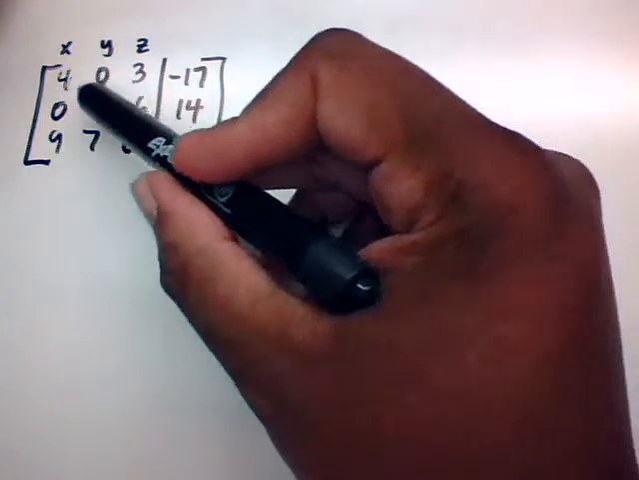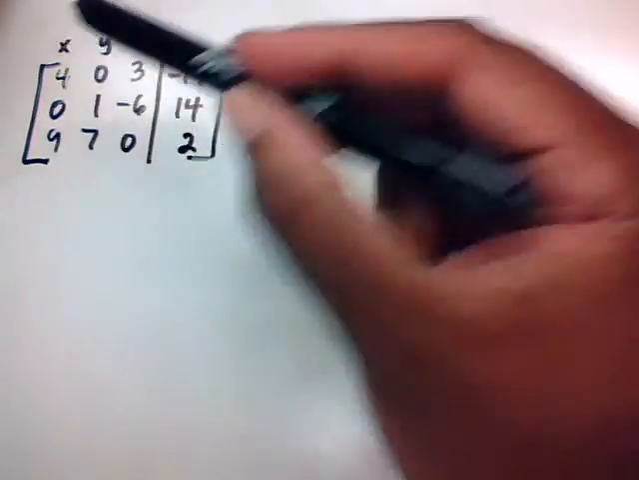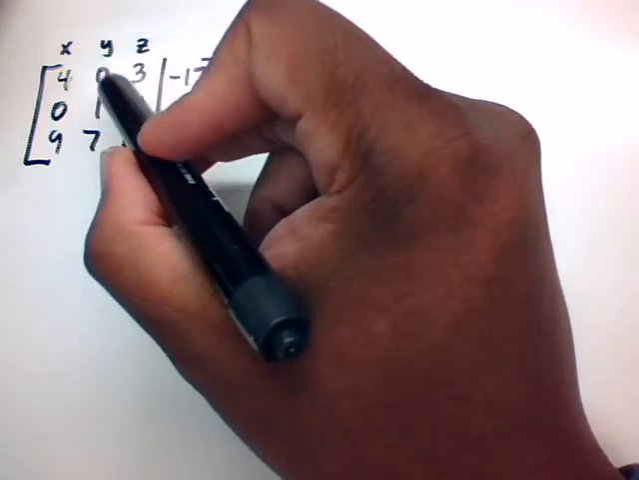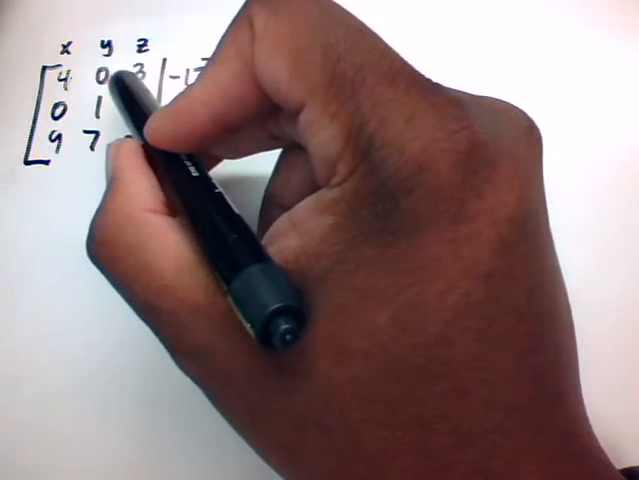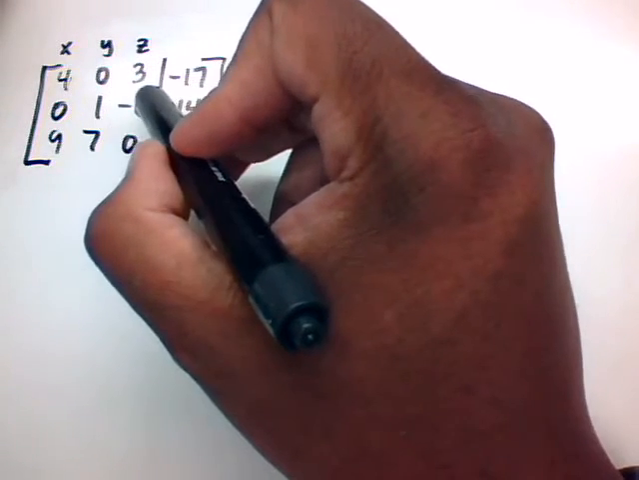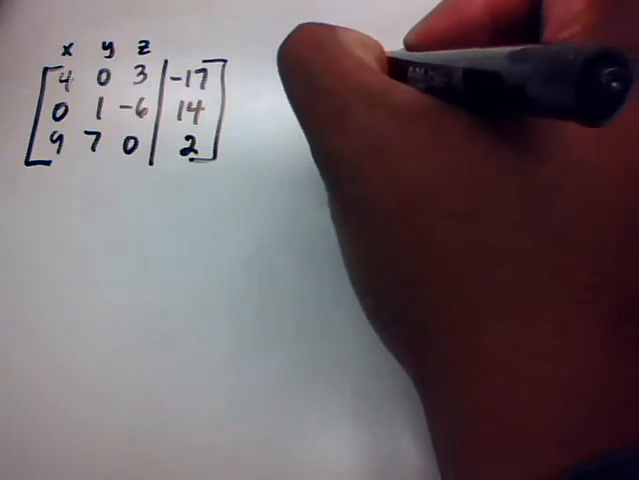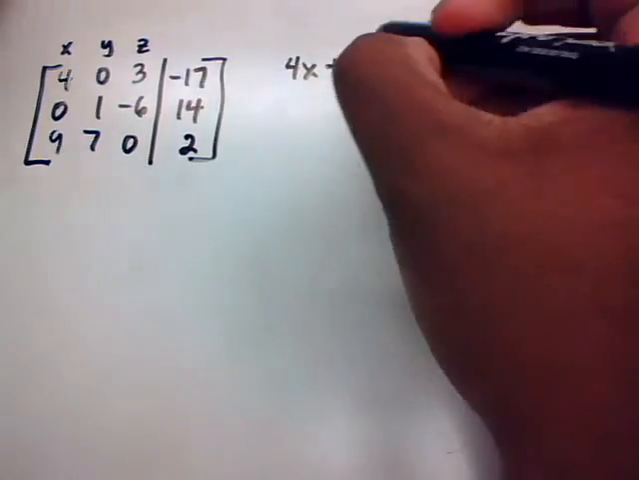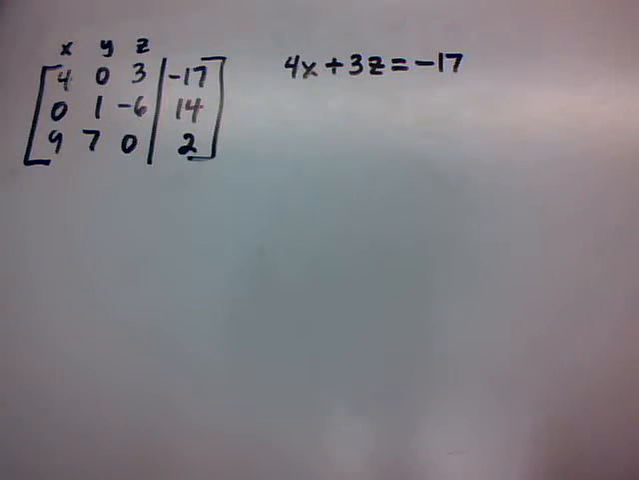So this first row, 4, 0, 3, negative 17, that 4 represents your coefficient of x, that's going to be 4x. 0 is the coefficient of y, so we don't have to write down plus 0y. But for 3, that coefficient is z, so it'll be 4x then plus 3z, and that's equal to, represented by this vertical bar, then negative 17. Okay. So that's the first linear equation.